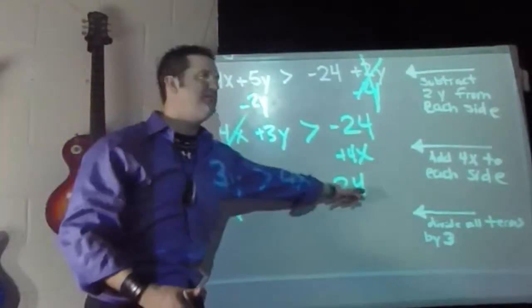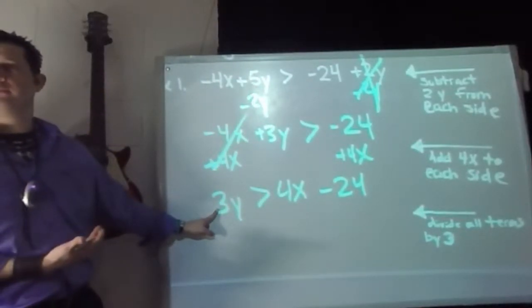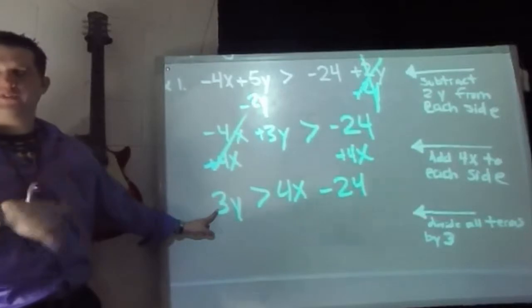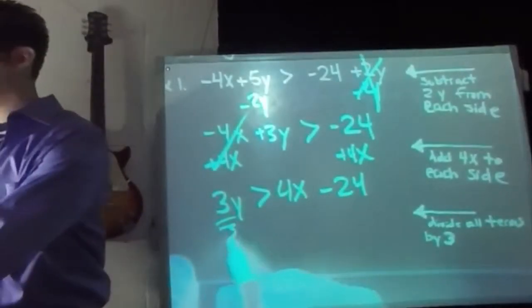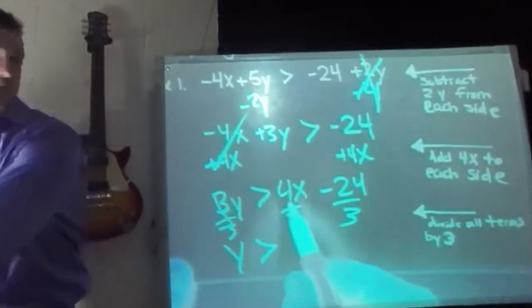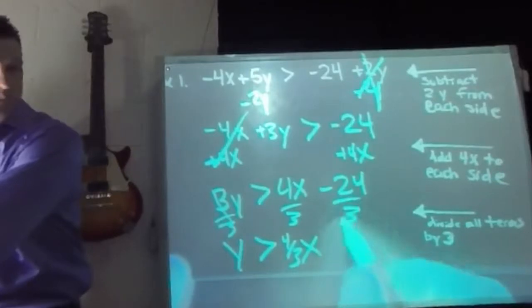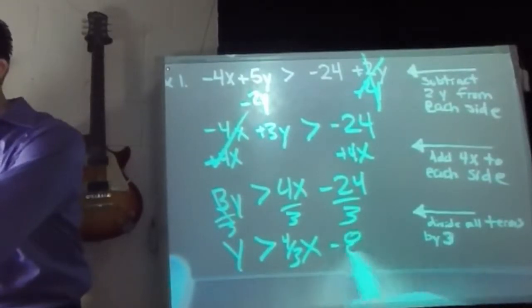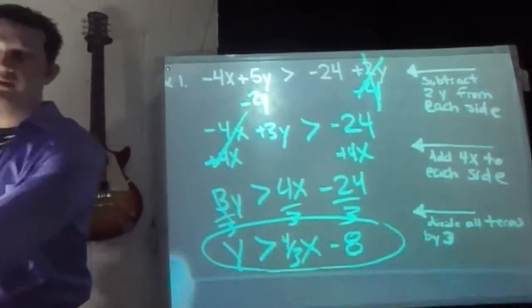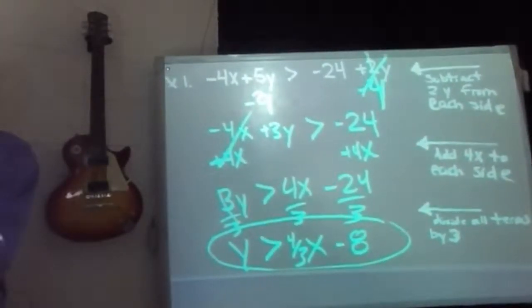So here's mx plus b, but we're not done because this is a coefficient. How do you take care of it? Divide all 3 pieces by 3. And here you are, y greater than, that's just 4/3 x. 4/3 is 4/3. What's this going to be? Negative 8. That's it. And then you are done. You are done. Follow along. Write that stuff down.